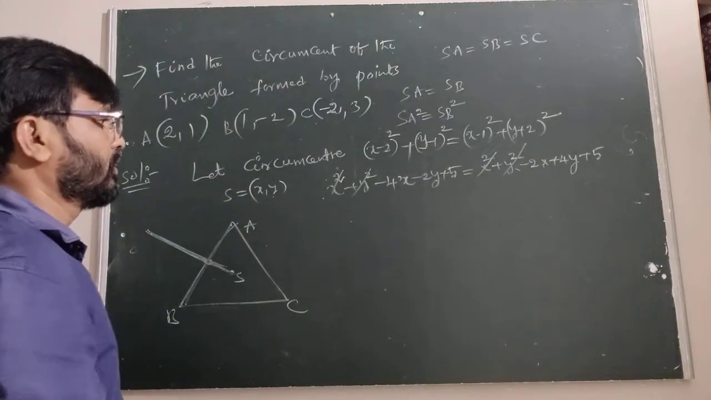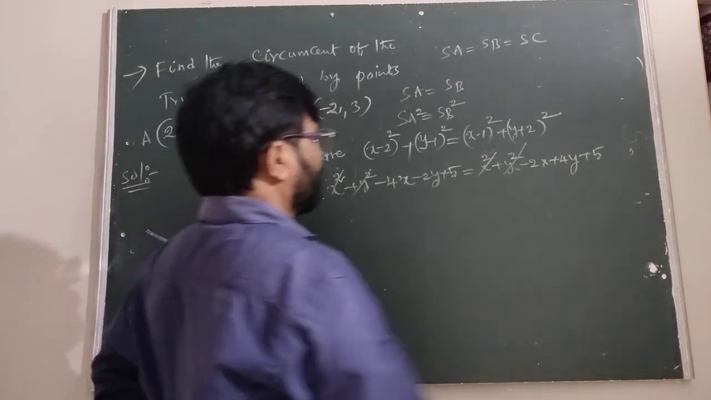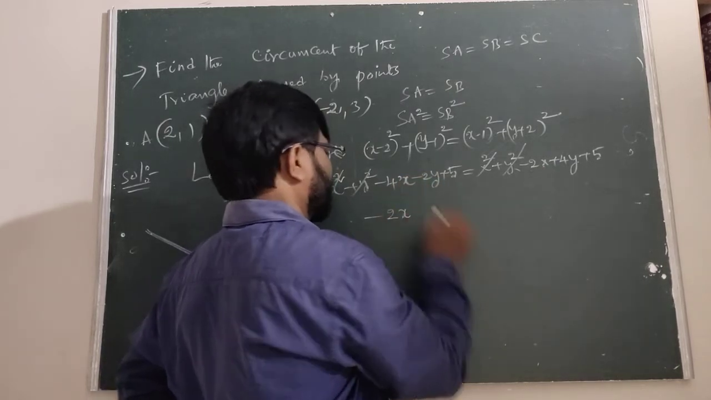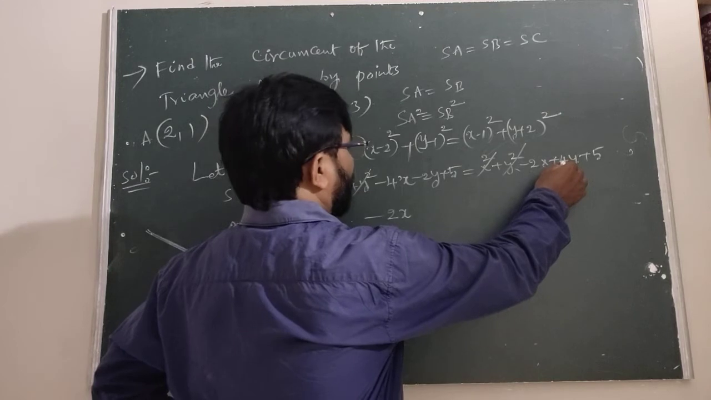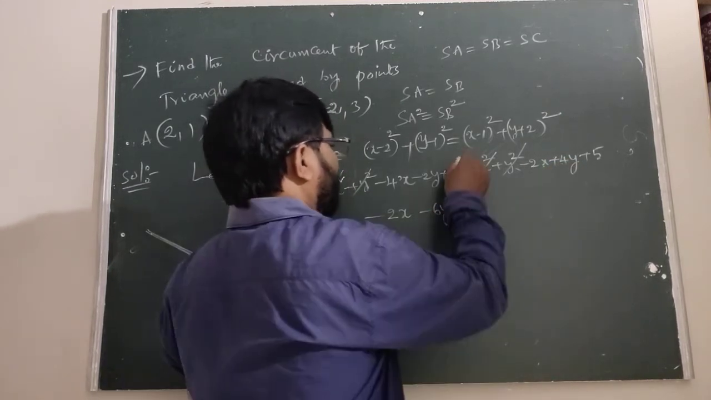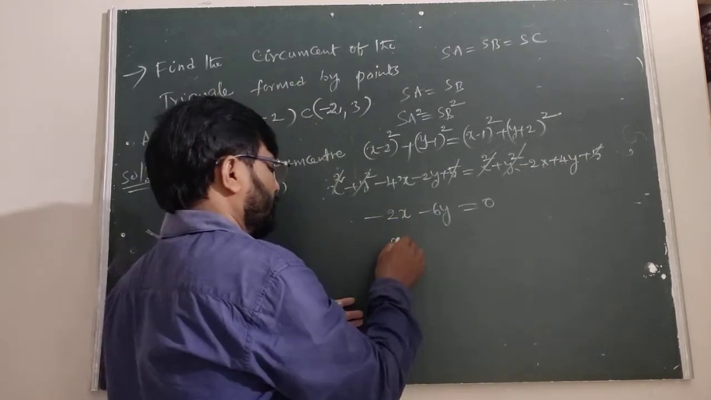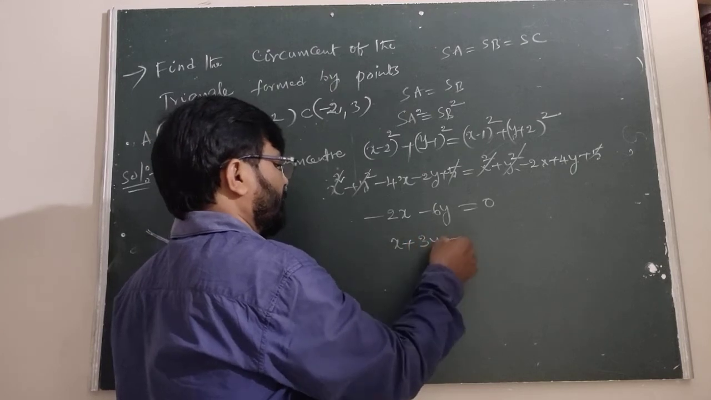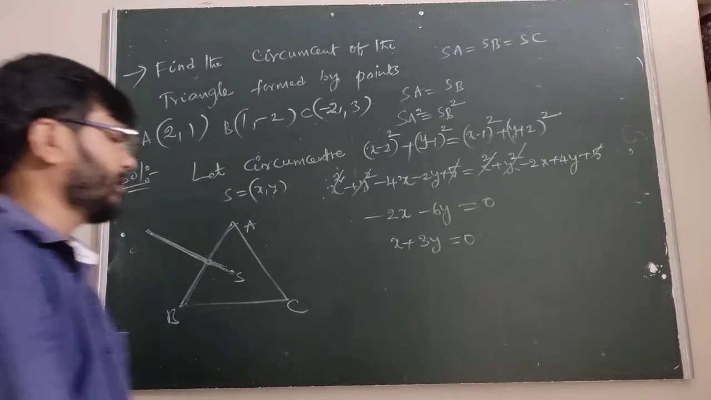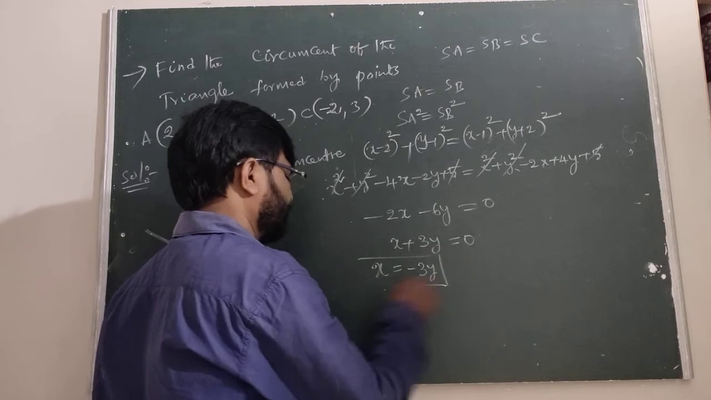Now here we have minus 4x on one side and minus 2x on the other. The plus 4y, sending to the other side, gives minus 6y. The 5 cancels. Dividing by minus 2, we get x plus 3y equals 0. Therefore, x equals minus 3y.